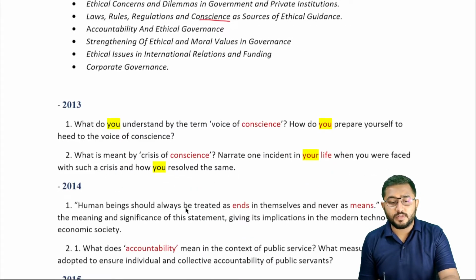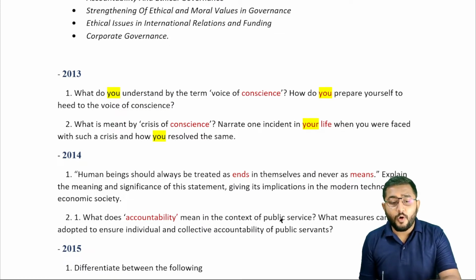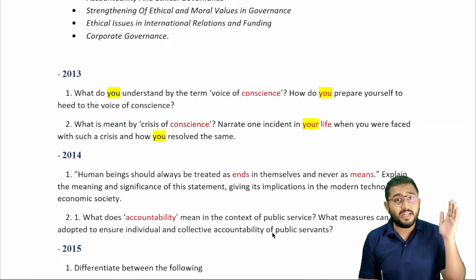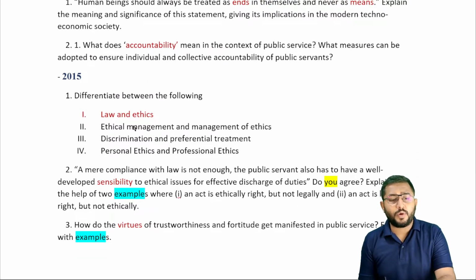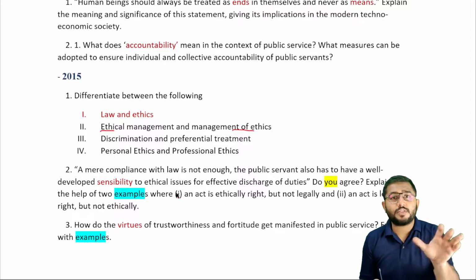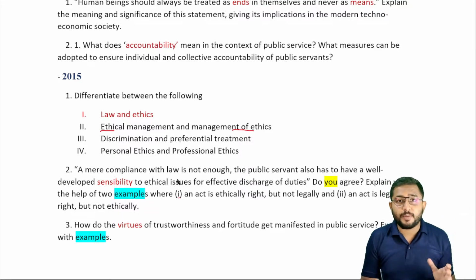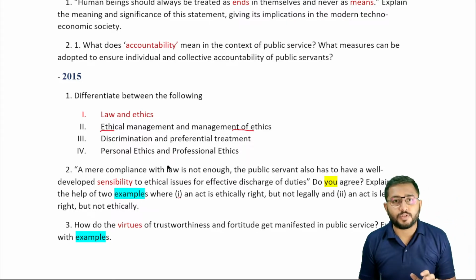Crisis of conscience. Similarly, a means and end question. Questions about accountability. These are all questions that ask you the interpretation of everything that you've read. Even in questions where they've given quotes, even in direct questions like ethical management and management of ethics, you're not supposed to define it. You're supposed to give examples, and through examples you have to differentiate between these two terminologies. So all of these 70% of the paper is a direct application of all the static portion.